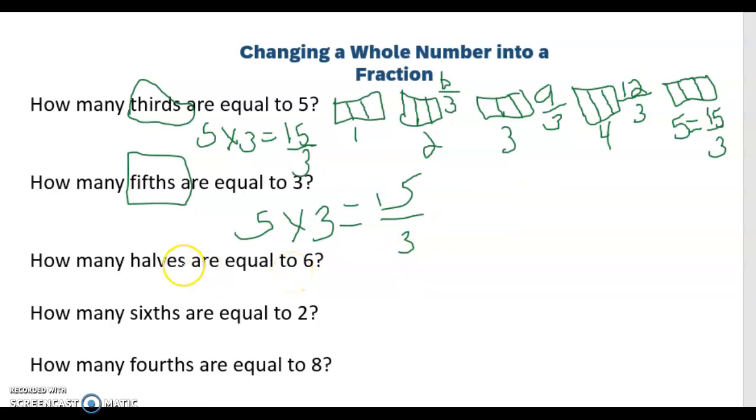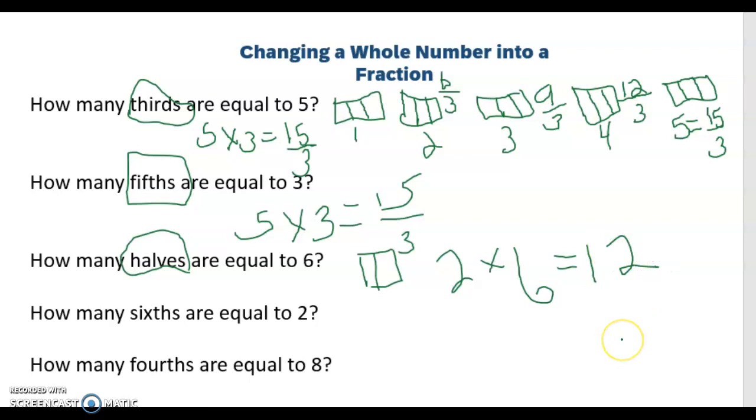How many halves are equal to 2? Halves means how many pieces are we working with if we have halves? We're working with 2 pieces. There you go. We're working with 2, and they are equal to 6 wholes. So if I did 2 pieces 6 times, I would get 12. Now I want you to try the next 2.